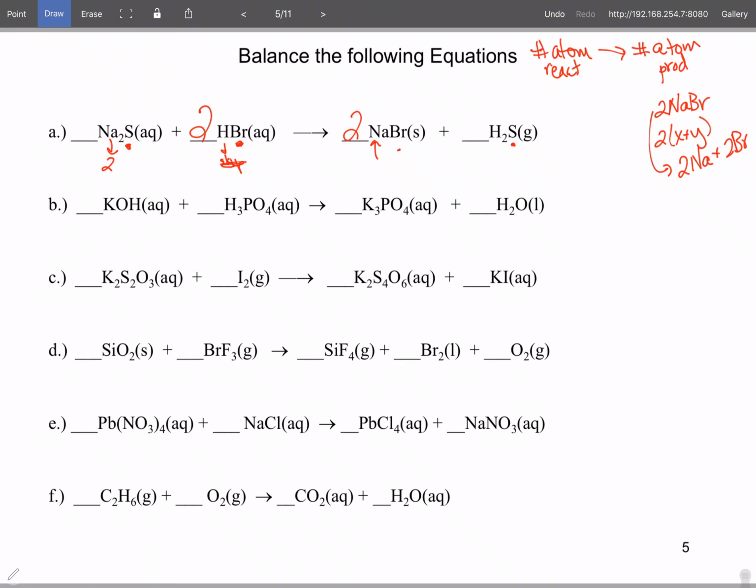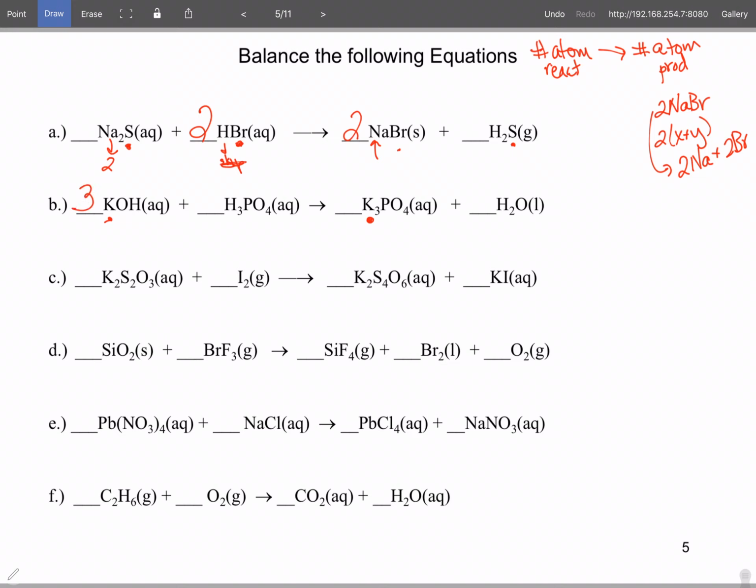Okay? And again, balancing the hydrogens probably wouldn't have hurt anything on this one. Sometimes it does, sometimes it doesn't, but it just makes life easier if you follow the rules. Okay, so then on the next one, we've got potassium. We've got 1 here and we've got 3 here. So we're going to need 3 potassiums here.